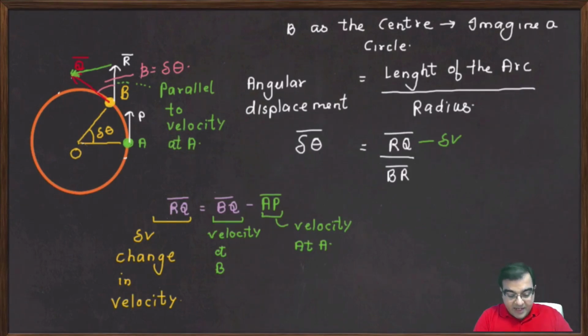So instead of BR bar, I will put velocity v. So I get an equation here. If I substitute, I say delta theta is equal to delta v by v. So if I want the value of delta v, I multiply this v with delta theta. So when I multiply the velocity with delta theta, I get the change in velocity. So the change in velocity is equal to velocity multiplied by delta theta. Delta theta is basically an infinitesimal or instantaneous angular displacement.